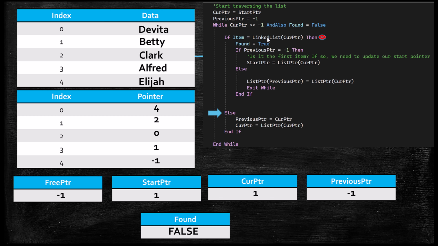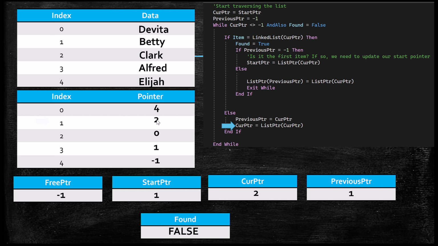met. Well, now that I'm at the else, I need to do a couple things here. The first thing I need to do is update my previous pointer to my current pointer, which is 1. And then my current pointer, I'm going to get my list of pointers here, and the current pointer is 1. So that means my next pointer is going to be 2. I'm going to check index 2 instead of index 1 because we just checked index 1.